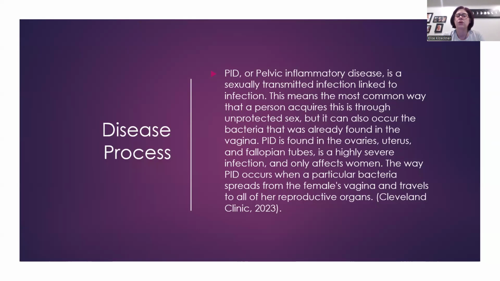But it can also occur if the bacteria that was already found in the vagina. PID is found in the ovaries, uterus, and fallopian tubes. It's a highly severe infection and only affects women. The way PID occurs is when a particular bacteria spreads from the female's vagina and then travels to all of her reproductive organs. Cleveland Clinic 2023.